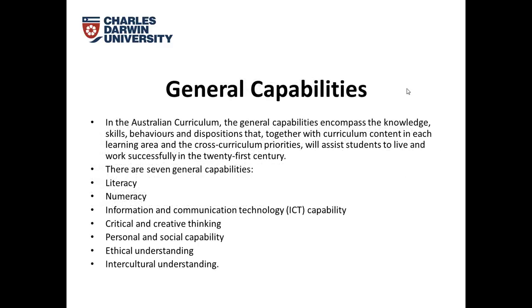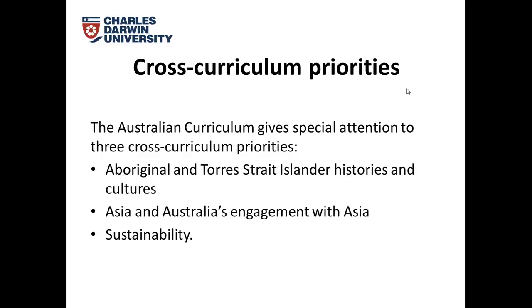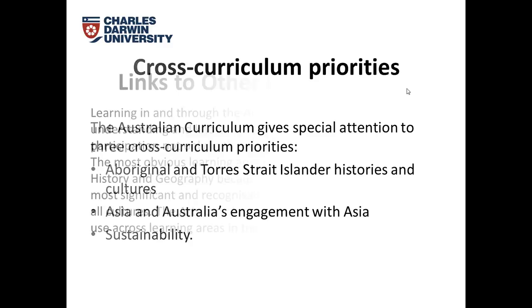The general capabilities, there are 7: literacy, numeracy, ICT, critical and creative thinking, personal and social capability, ethical understanding and intercultural understanding. Cross-curriculum priorities, so we talk about Aboriginal and Torres Strait Islander histories and cultures, as well as Asian cultures, and the Aboriginal and Torres Strait Islander component is very important for Assignment 1.